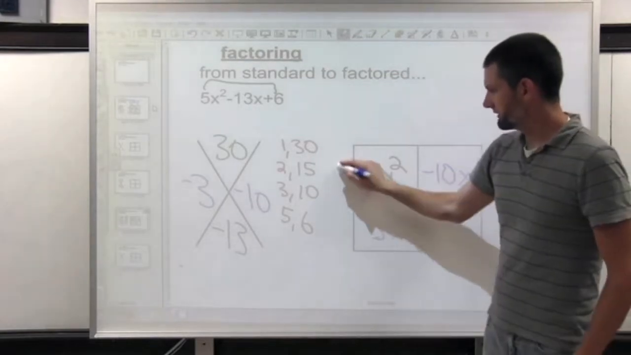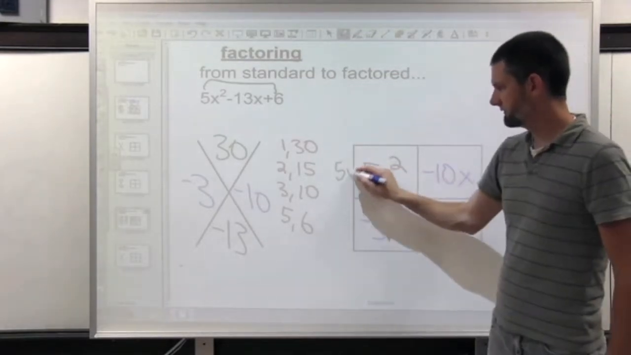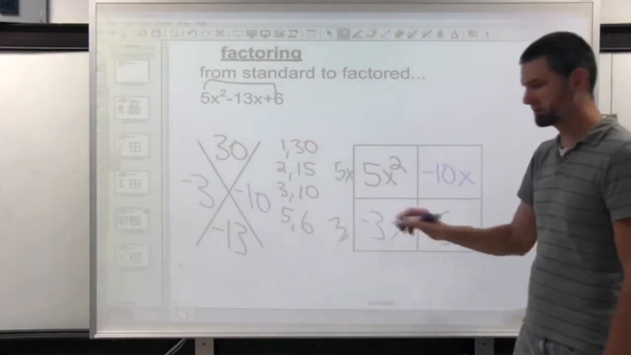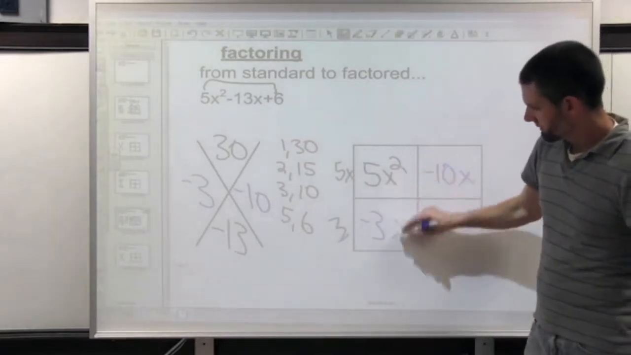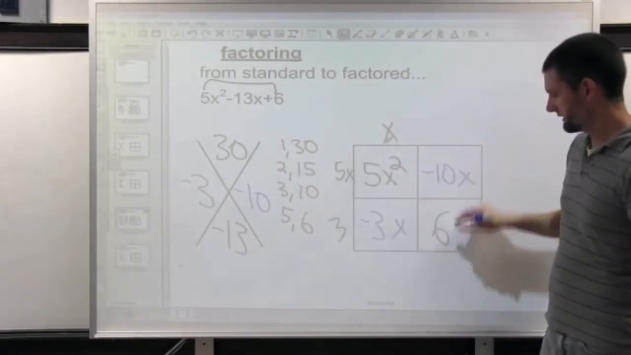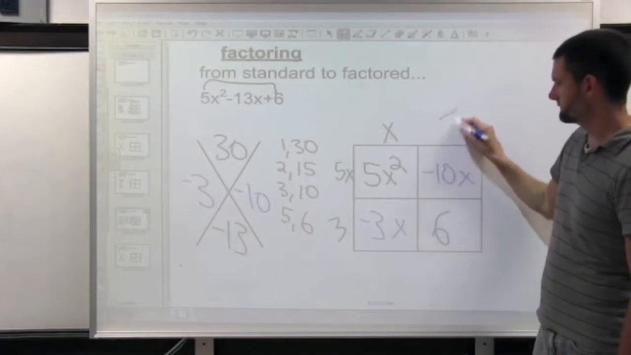5 goes into both of these, and they both have an x. These, 3 goes into each one. They're not both negative, so let's not take a negative out. These both have an x, but there's no number that goes into 5 and 3. 10 and 6? Yeah, 2.